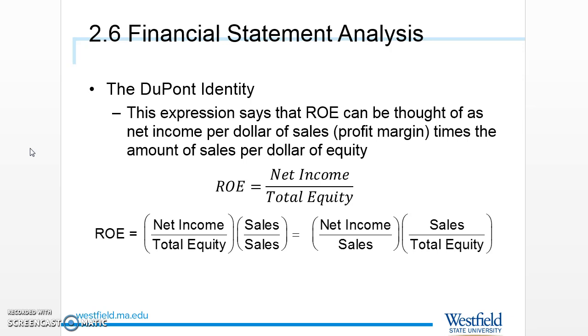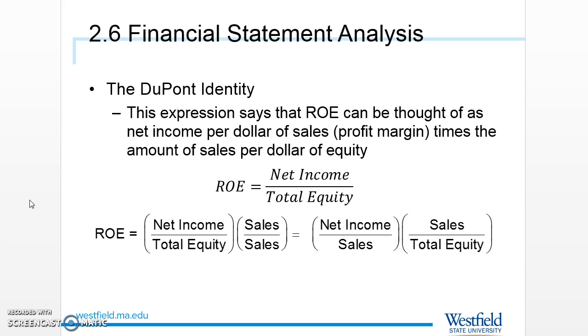Right? DuPont said, let's multiply by sales over sales. This figure should be 1. But we can have net income over sales, which is a different ratio than ROE, and then we have sales over total equity. Okay, so this is another ratio that we'll recognize in a moment, and this one's not, but we can do something else with this one which will help.